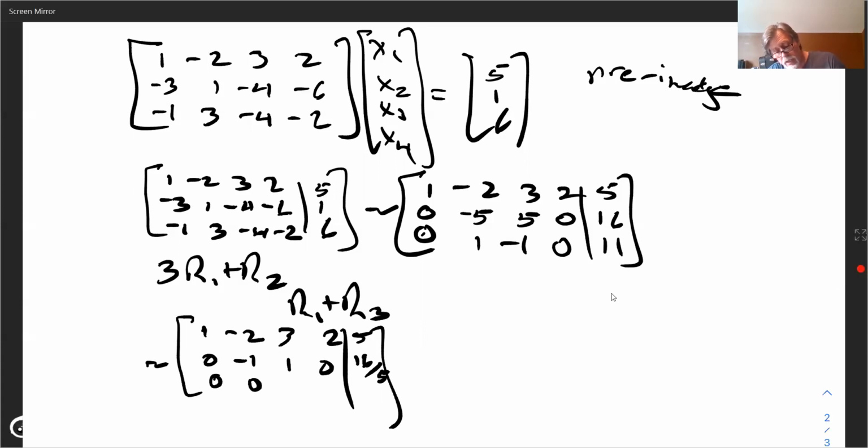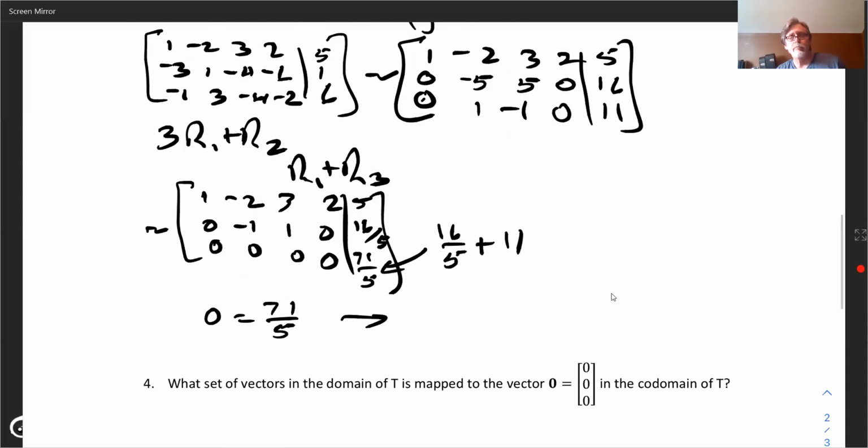So what I'm doing is, with this row, I'm kind of cheating a little bit. I get a 0 and a 0. And I add this guy down, and I've got 16. Right here, we have 16/5 plus 11, which, you know, that's not a nice number. 55, 65, 71, 71 fifths, I guess. And look what we have. We have 0 is equal to 71 fifths. What does that tell us in all of this? It tells us there's no solution.